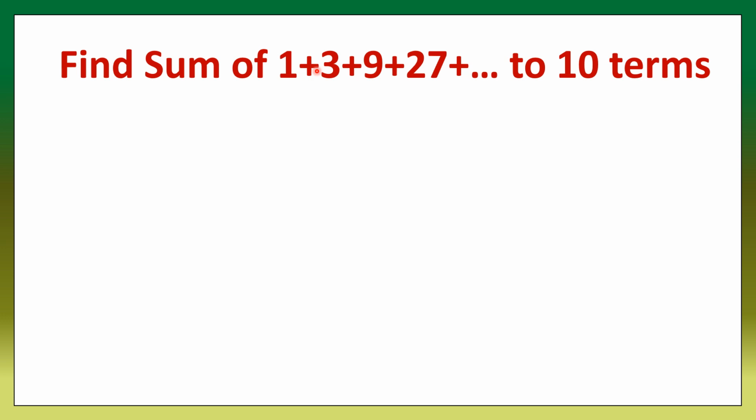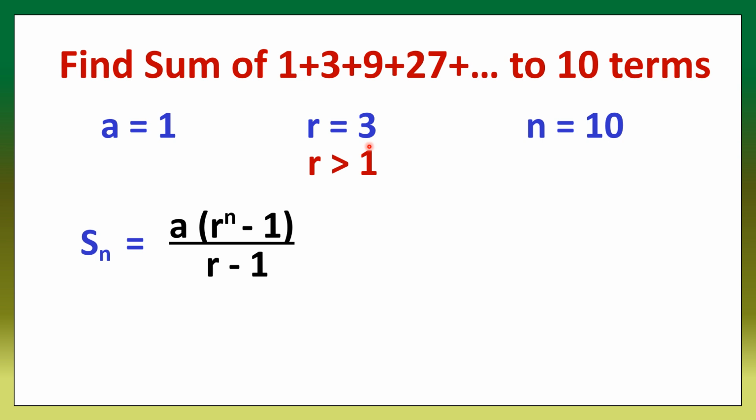Now, what all things are given? A is given. The first term is 1. R is 3. And n is 10. Now we can try applying the formula. Here r is greater than 1. So the formula to be applied is Sn is equal to a into r raised to n minus 1 divided by r minus 1. R is greater, so the formula in which r comes first should be taken.